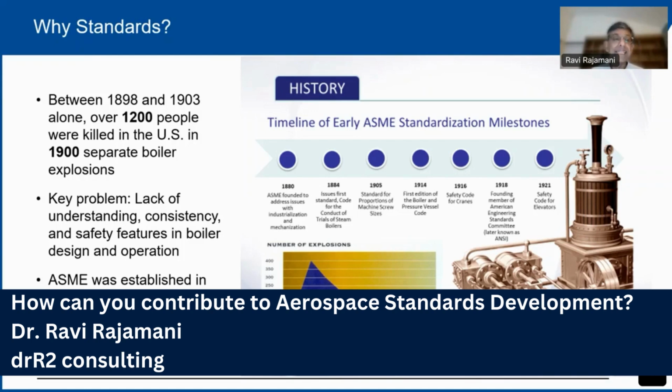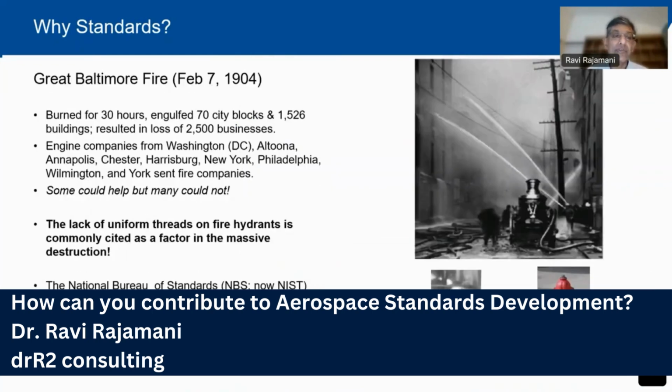So the second example is in 1904, there was the Great Baltimore Fire. And it had a devastating effect. It ruined a huge part of the city and resulted in the loss of many, many businesses. One of the problems was the reason why it didn't get extinguished that quickly, even though fire engines from all neighboring areas came, was because the US at that time had different threads on the fire hydrants. So even though they had the equipment, they had the hoses, they couldn't actually attach it to the fire hydrants. So the National Bureau of Standards, NBS, which was actually established 3 years earlier, started working on standardizing these dimensions.